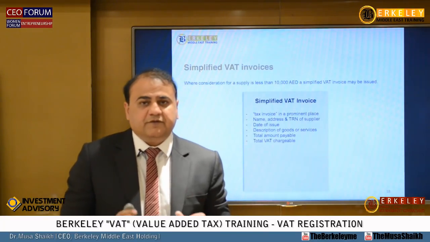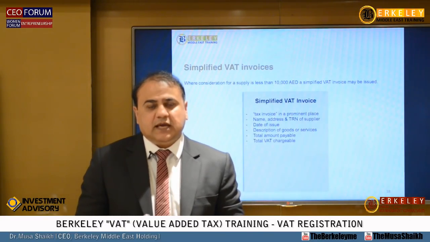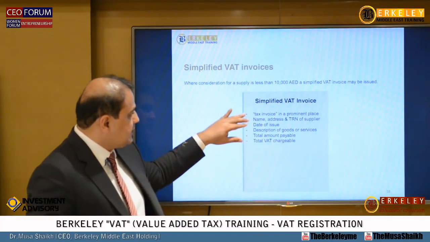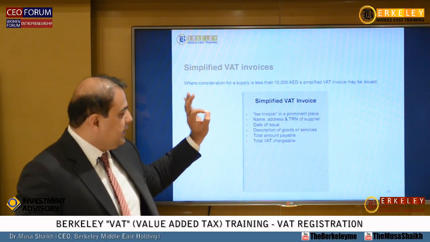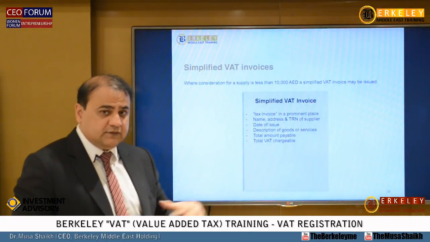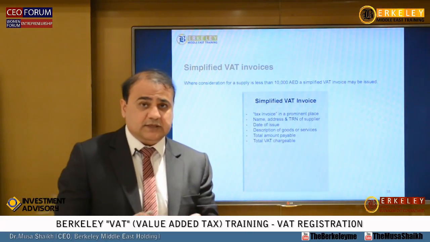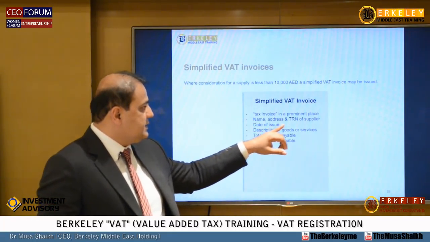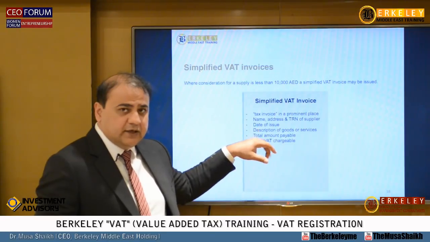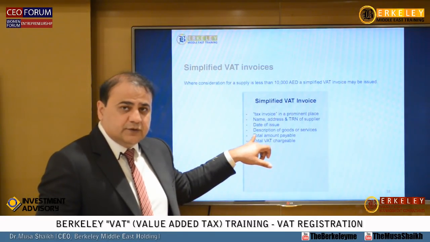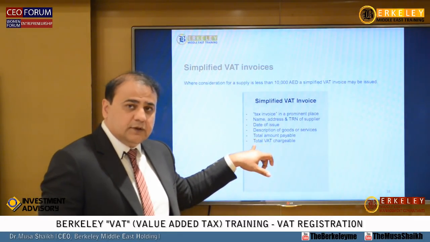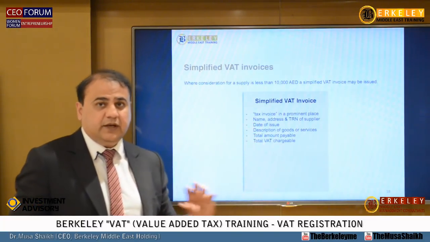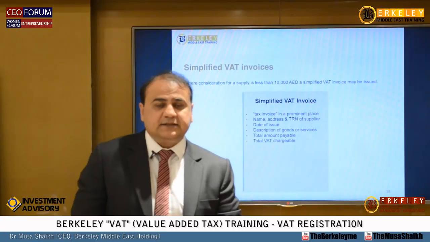We have simplified tax invoices, and they should have some compulsory items. What are those? The words Tax Invoice in a prominent place, meaning if we see the document, we can see this is a tax invoice. It should have the name, address, and tax registration number of the supplier, date of issue, description of the goods, total amount payable, and total VAT chargeable. These are the components that we need to see on a tax invoice.